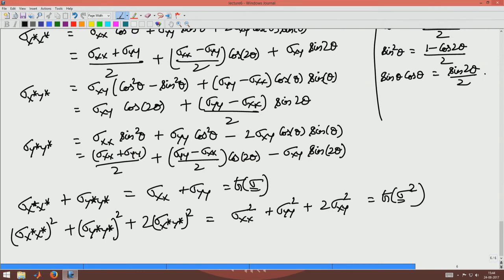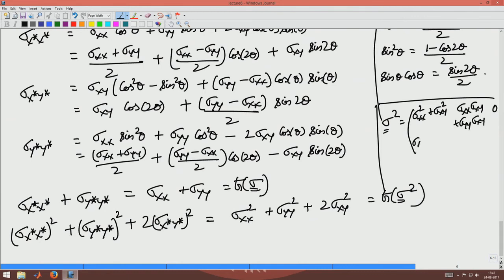Now, trace of sigma square will be nothing but, for the assumed matrix, you can compute this and see: sigma xx square plus sigma xy square, sigma xx into sigma xy plus sigma yy into sigma xy, 0, sigma xy into sigma xx plus sigma yy square plus sigma xy square, 0, 0, 0, 0. Okay. So, trace of this would be what I have given here.